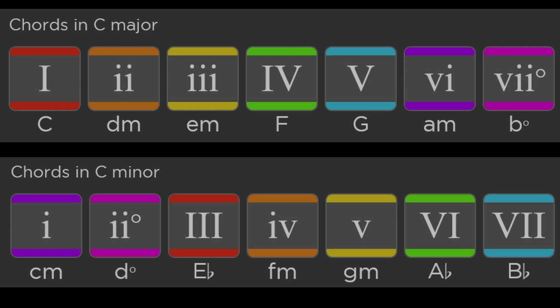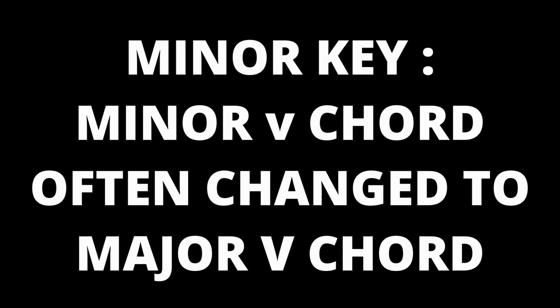We saw C major earlier. C minor has the chords 1 C minor, 2 D diminished, 3 E flat major, 4 F minor, 5 G minor, 6 A flat major, and 7 B flat major. On the face of it, these two keys have nothing in common. But have a look at the 5 chord. We know its important role in the major key, and in a minor key you will often find the 5 chord turned into a major chord.